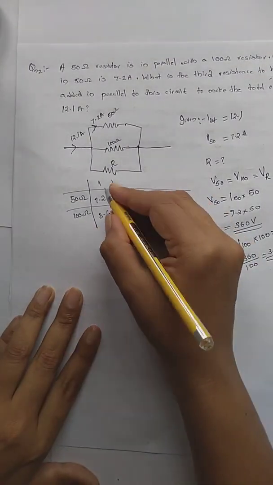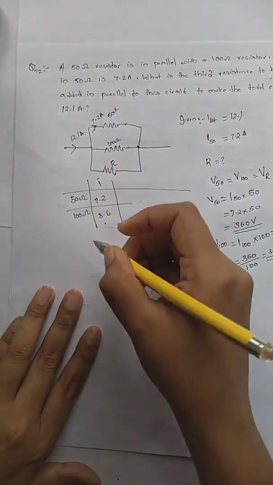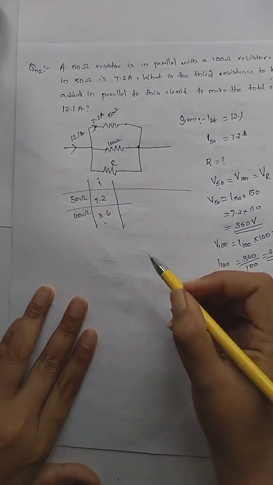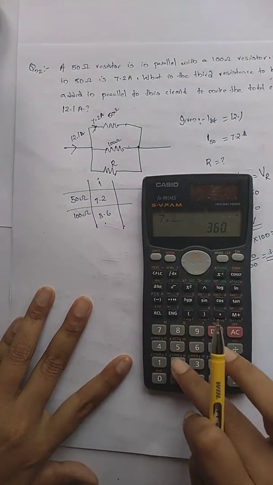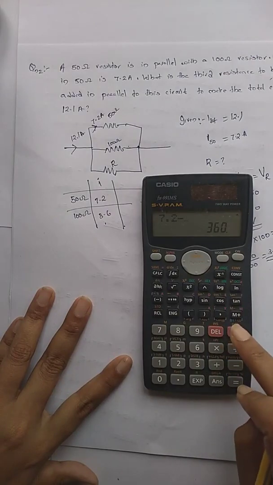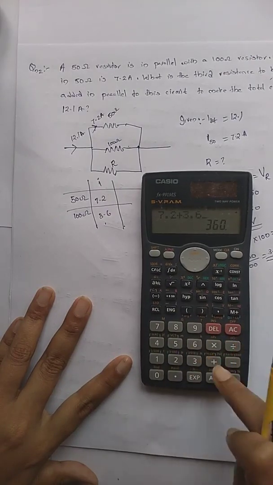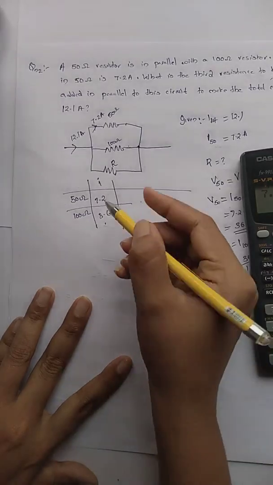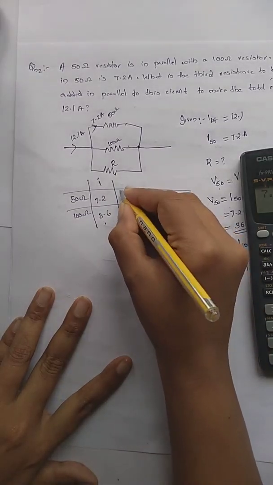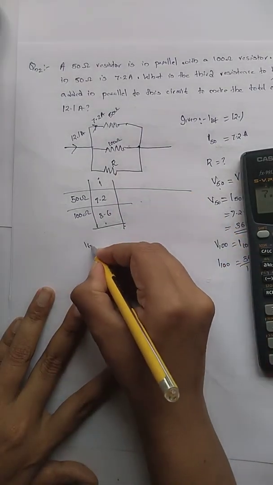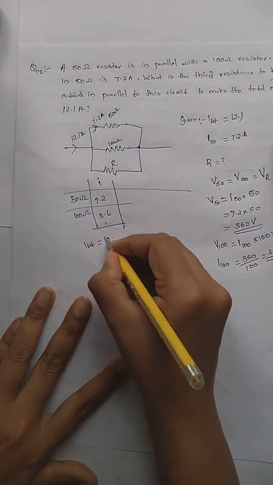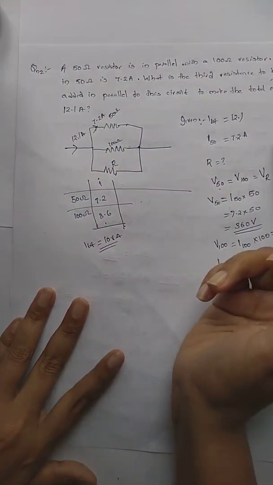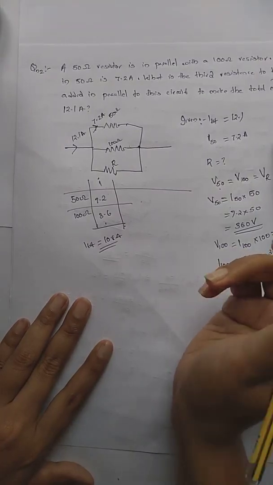So what will be the total current flowing? We can find out the total current by summing it. That is 7.2 plus 3.6, that is 10.8. So we can say the total current I total is equal to 10.8 ampere, isn't it?